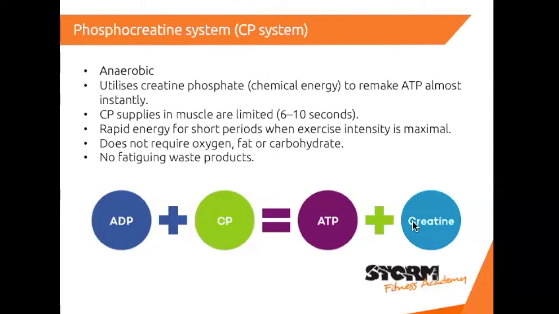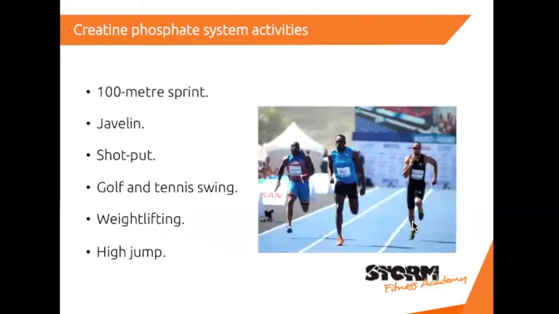So think about someone sprinting over a short distance. Creatine phosphate is going to provide a lot of the ATP for that activity. And it has no fatiguing waste products. However, like I said, it's only 6 to 10 seconds. So if you want to work at high intensity, your performance is going to start to slow slightly after about your 100-meter sprint, usually, if it's your maximal exertion. It's also responsible for things like javelin, shot put, golf, tennis swing, weightlifting, high jumping. So just think about really short but maximal kinds of activities.